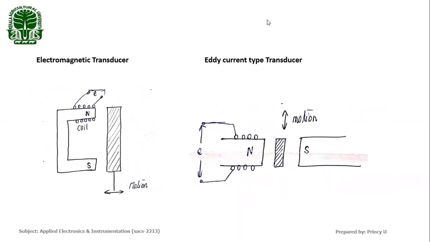The electromagnetic transducer is one where a voltage is induced in the coil when the magnetic flux about it is varied due to the motion of the object. This is the object. Okay. This object is a ferromagnetic material, which is attached to the motion to be measured. നമുക്ക് measure ചെയ്യേണ്ട physical displacement or strain is attached to this ferromagnetic material.